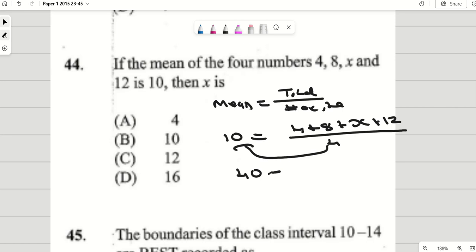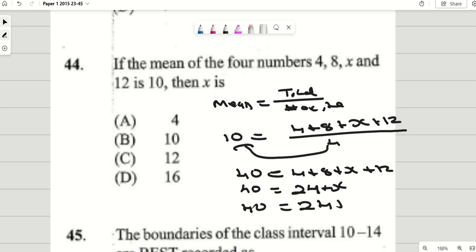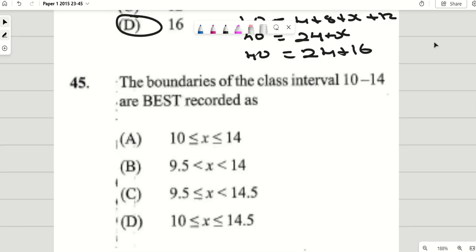That's 40 is equal to 4 plus 8 plus x plus 12. 12 and 8 is 20. 20 plus 4 is 24. So we have 40 is equal to 24 plus x. So 40 is equal to 24 plus 16. So your answer is D.